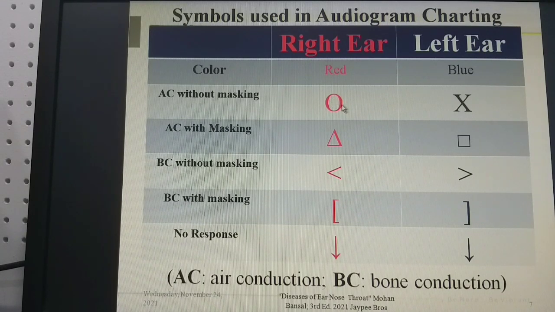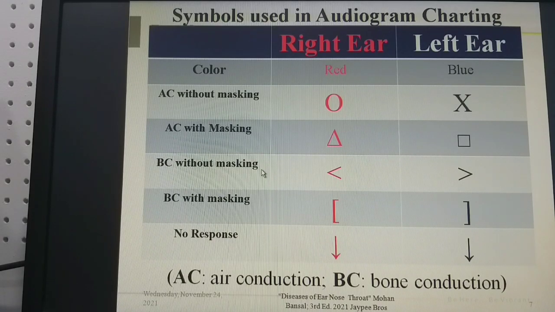And for the left ear, we will use the blue color. You can see it is mentioned the air conduction without masking. So the sign will be this rounded, and for the left ear, it will be cross, X shape. Then AC, air conduction with masking: for the right ear, we will use the triangle, and for the left ear this square.